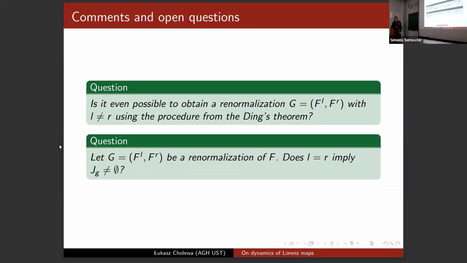only 2 questions. Is it even possible to obtain such a renormalization with different numbers L and R using the procedure from Ding's theorem? Because we don't have such an example. And the second one, if I have such a renormalization when L is equal to R, maybe the set JG is always non-empty, and even if it is not completely invariant, maybe I will always be able to use it in the procedure from Ding's theorem and obtain a renormalization.